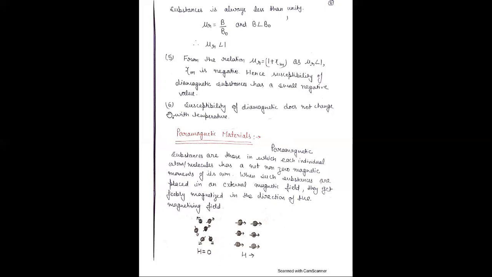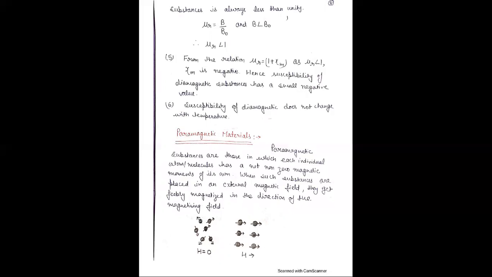And the sixth property: the susceptibility of diamagnetic substances does not change with temperature. There is no effect of temperature on the susceptibility of diamagnetic substances. These are the properties of diamagnetic substances or materials.